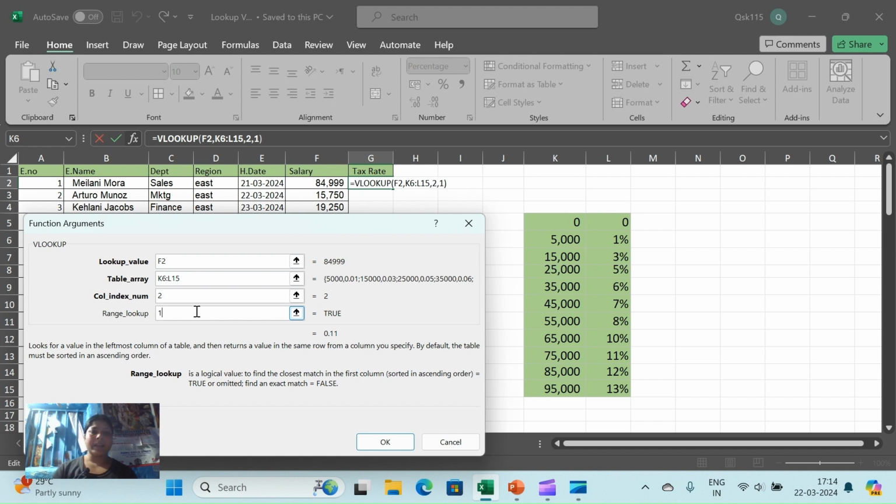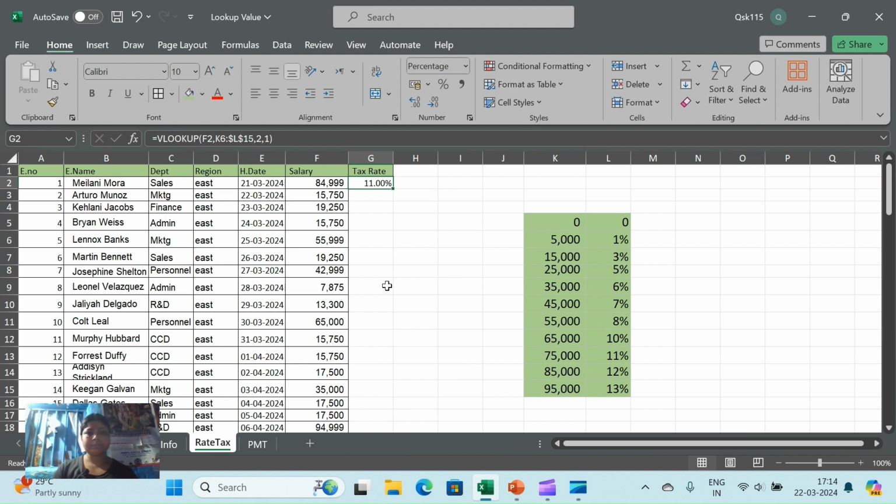Okay, and at the same time we need to lock our formula because we are working on huge data here. Otherwise you would look at everyone's salary one by one and then apply the formula, and it would not make sense and it would take a lot of time also. So for it we need to lock our formula with the help of the F4 key. Okay, we have locked our formula, and we got the answer, which is 11%.